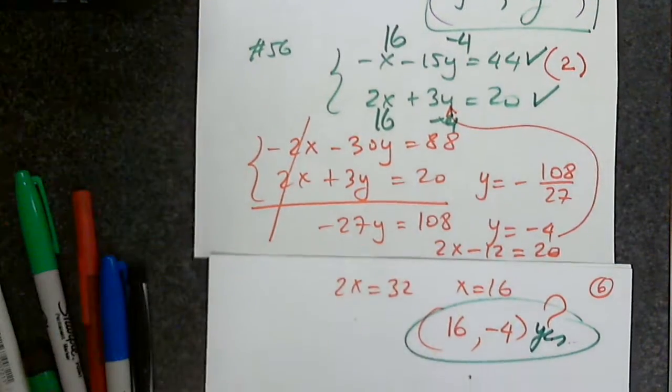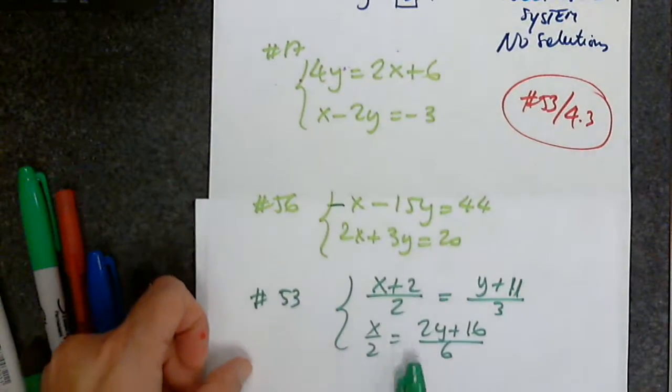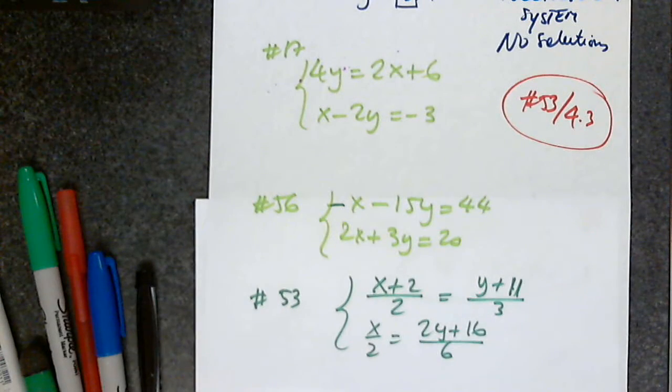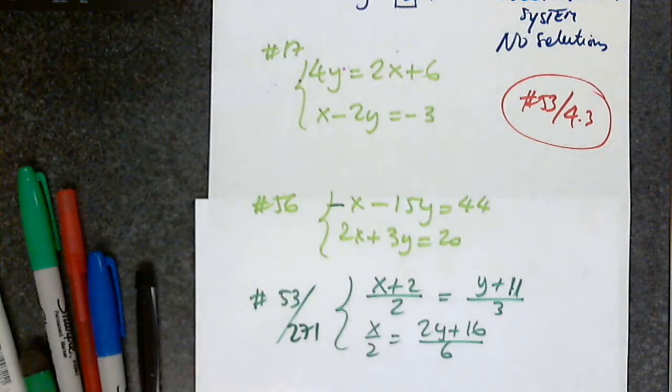Any questions? Okay, now we have a problem from Becky. She says we have to do this problem now. 53. It comes from 4.3. I forgot to write the page number. I'm going back there. 4.3 is 271. So let's work on this system.